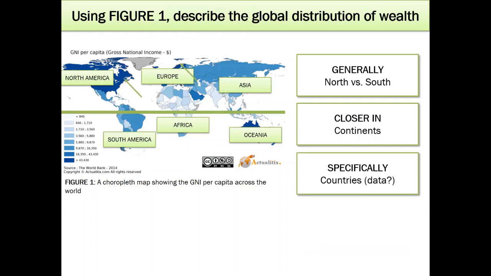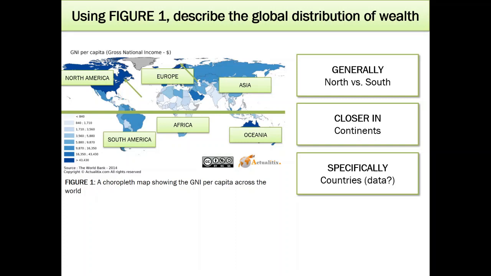We're going to look specifically next at specific countries within those continents, and you're going to use data. So that's where we're going to look back up and look for those countries that are the same color as $43,430. So you need to pick out those countries, and that would be your specifically.